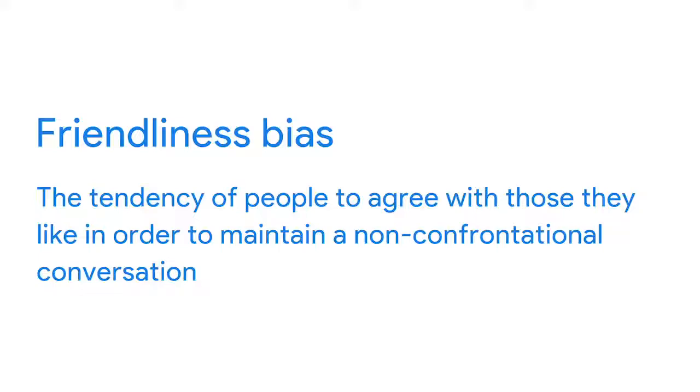Similarly, your participants might experience the serial position effect. If you give participants a list of instructions, they're more likely to remember the first and last items on the list. Next up, another bias often experienced by participants, friendliness bias. Friendliness bias describes the tendency of people to agree with those they like in order to maintain a non-confrontational conversation.